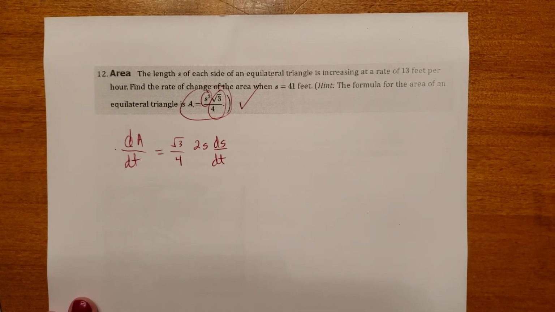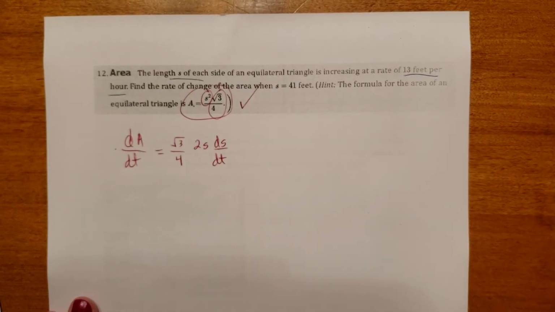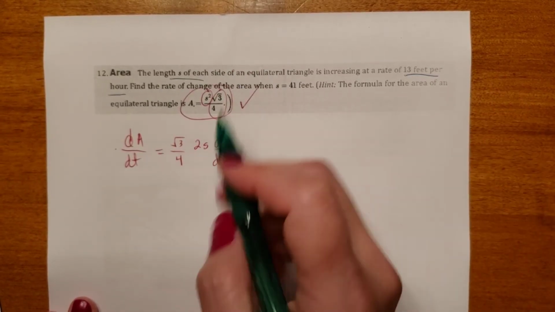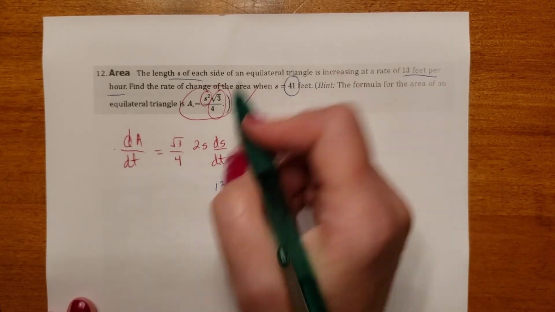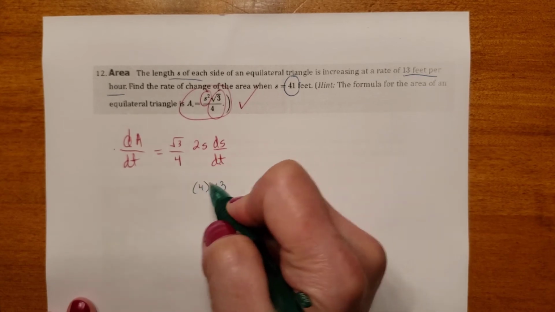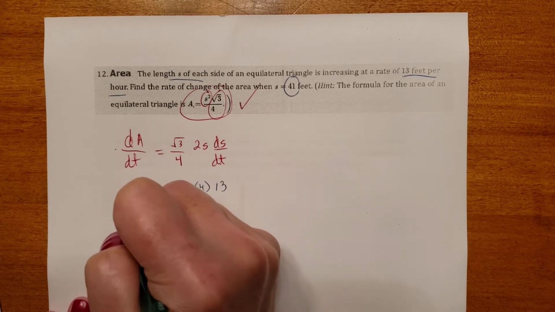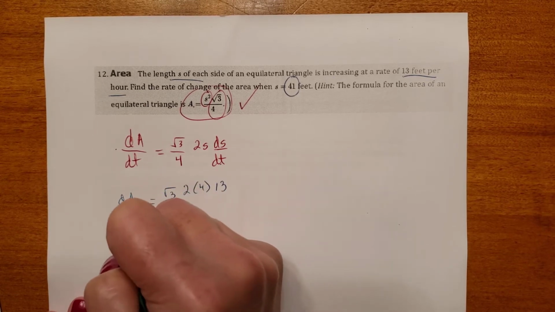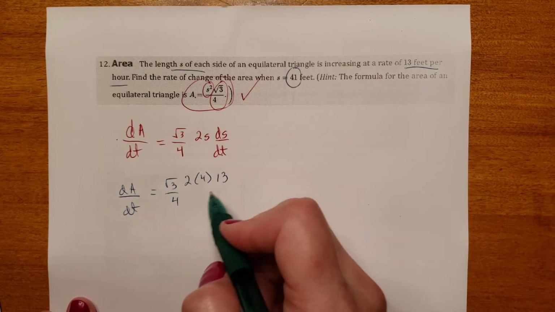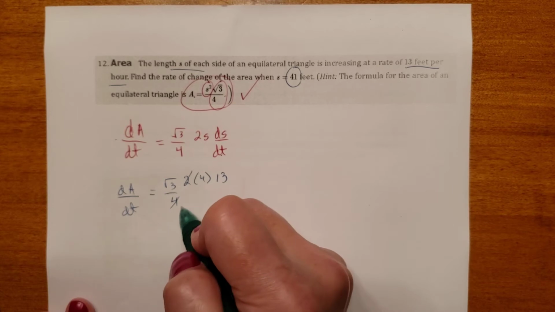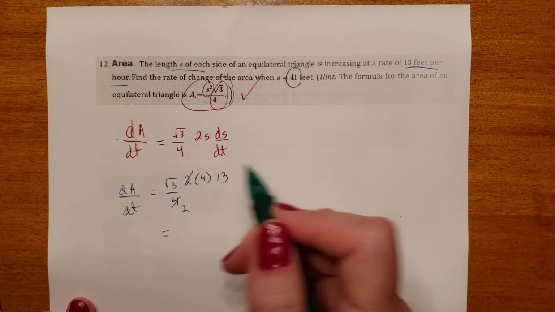All right, let's plug in the numbers. They said 13 feet per hour, and that was the length of s, the side change. So ds over dt is 13. And they said when s is 41, so we're going to put the 41 in for s. And bring down the 2 and the radical 3 over 4. So that makes the derivative of the area, the area is changing with respect to time, of all that. So I'm going to cancel the 2 and the 4 twice. So on the top then we've got 4 times 3 times radical 3.